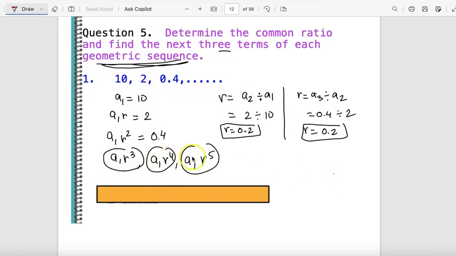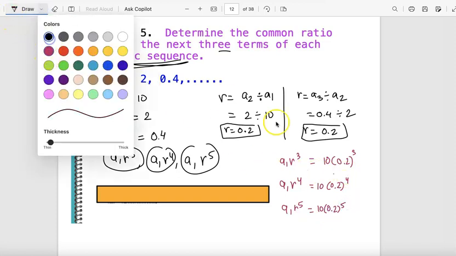Final goal is to find these 3 values. So I have to find A1 R to the power 3, A1 R to the power 4, and A1 R to the power 5. So what is my A1? A1 is my 10, and R is 0.2 cubed, and this one is 0.2 to the power 4, and this is 10 times 0.2 to the power 5. So let's go ahead and use your calculator again.